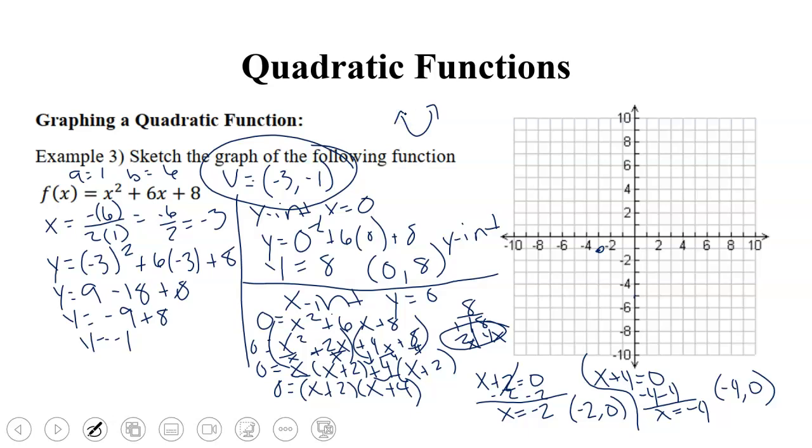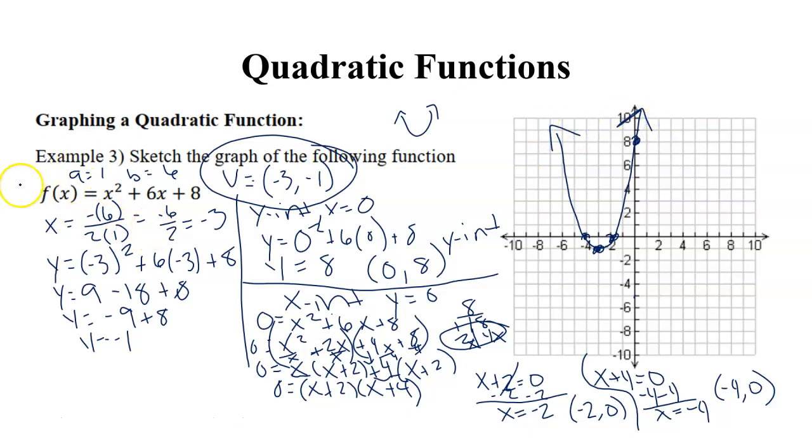Now let's do our x and y intercepts. So our intercept was 0, 8. So that's the y-intercept. And then our two x-intercepts, -2, 0, and -4, 0. And then you can draw your lines and your parabola.